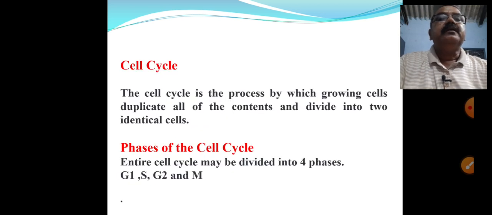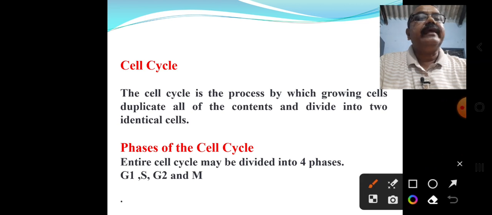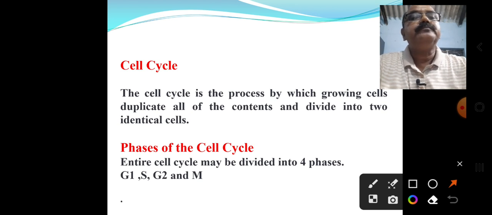Friends, the cell cycle is the process by which growing cells duplicate all of the cellular contents and divide into two identical cells. The cell cycle is completed in 4 phases. These are G1, S, G2 and M.